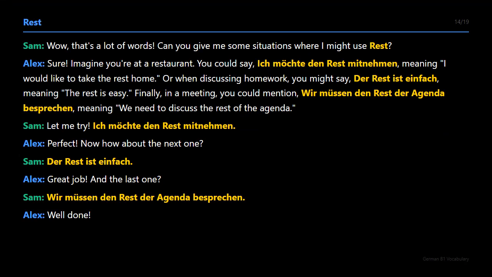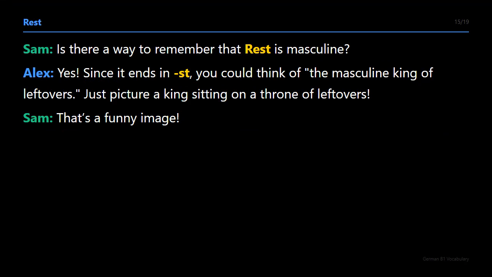Let me try. Ich möchte den Rest mitnehmen. Perfect. Now how about the next one? Der Rest ist einfach. Great job. And the last one. Wir müssen den Rest der Agenda besprechen. Well done. Is there a way to remember that?